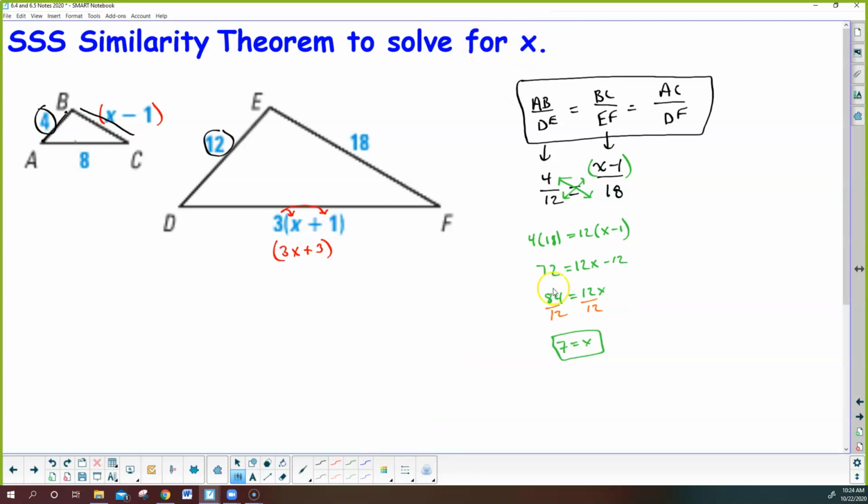Okay, now they just said solve for x, we're done. If they said find the side lengths, then you just plug 7 in. You get 7 minus 1 is 6. And then you can plug it in anywhere, but 7 plus 1 is 8. 8 times 3 would be 24. If you want to know if all this is right, then just check. Does 4 over 12, 6 over 18, and 8 over 24 all reduce down and give you the same scale factor?